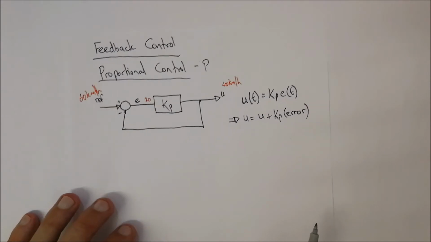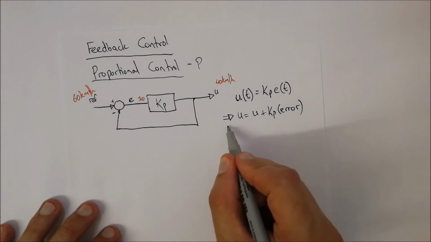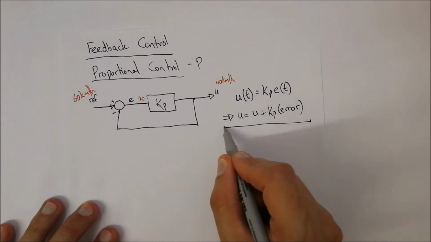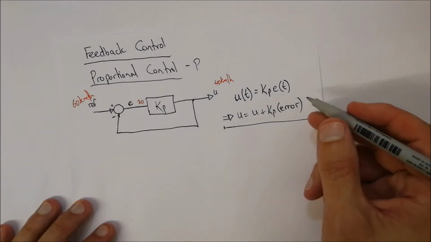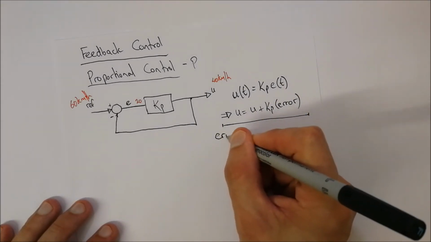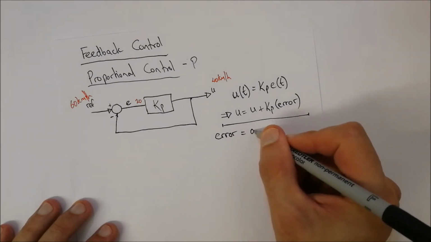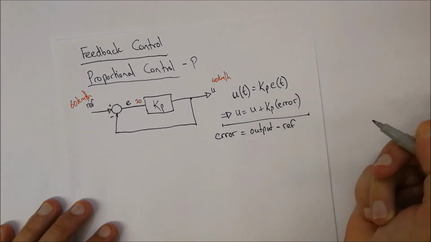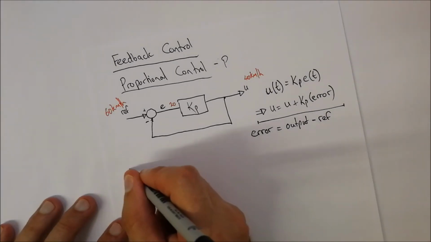Okay, so that's proportional control. Now this equation that I've got over here, that's probably the important one to focus on when we start looking at programming. Okay, so remember, error is equal to your output minus your reference value.